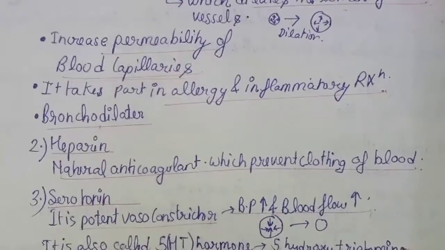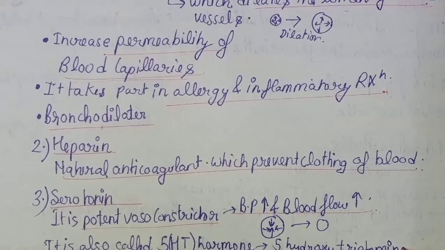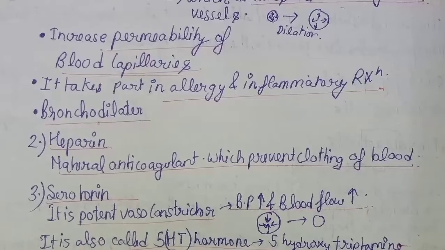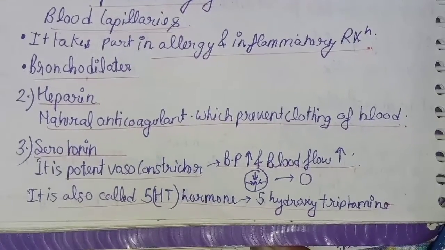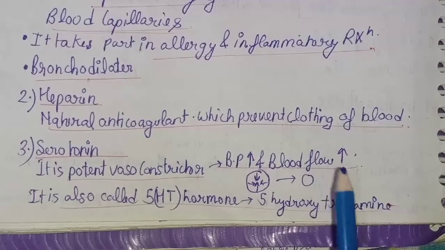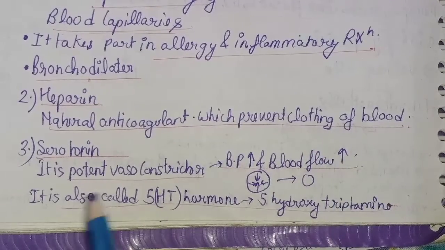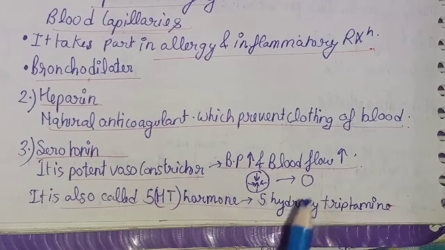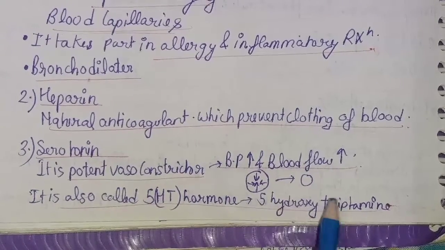Now coming to heparin, as we all know, heparin is a natural anticoagulant which prevents the clotting of blood. Now coming to serotonin, it is a potent vasoconstrictor which will increase the BP and it will also increase the blood flow. It is also called 5-HT hormone, which is 5-hydroxytryptamine.